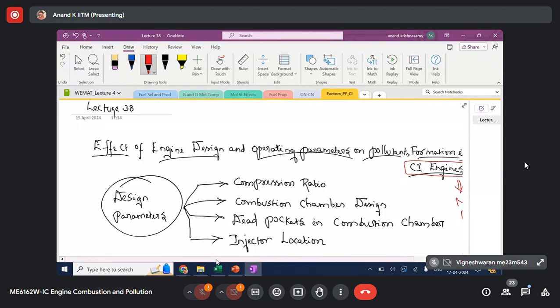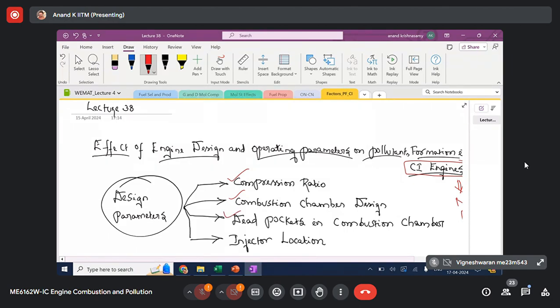In terms of design variables, you have 4 variables listed out here. One is compression ratio, then the design of the combustion chamber, meaning how we are designing the piston crown or cylinder head, that is the combustion chamber design. Then dead pockets in the combustion chamber.